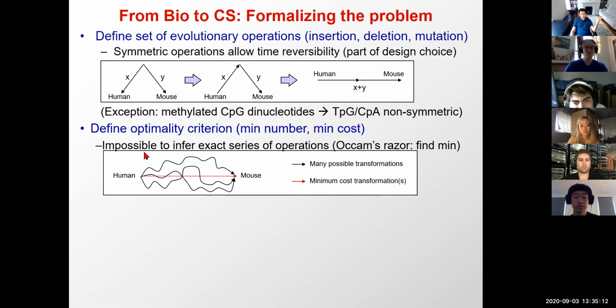The third is that it might actually be impossible to infer the exact series of operations, because as human transforms into mouse and vice versa, getting this time reversible model, you might take a very circuitous path where you change an A into a T, and then back into a C, and then back into an A. It looks like that never changed, but in fact you made several operations that are invisible. But what we're going to choose is a minimum path, a minimum cost transformation.